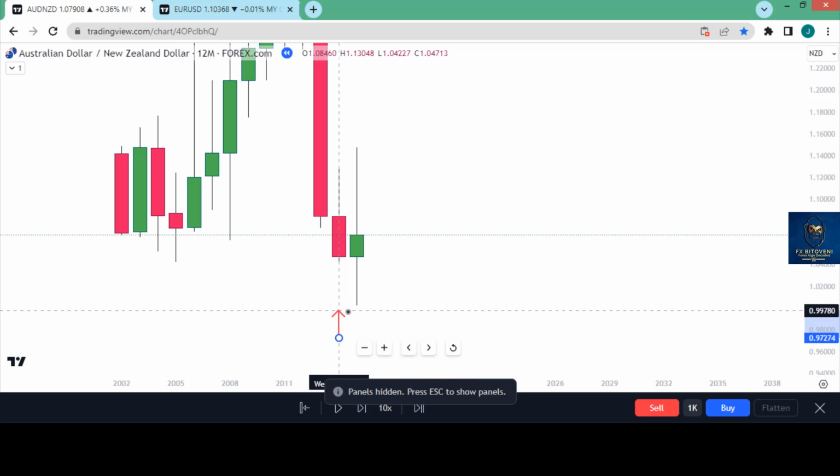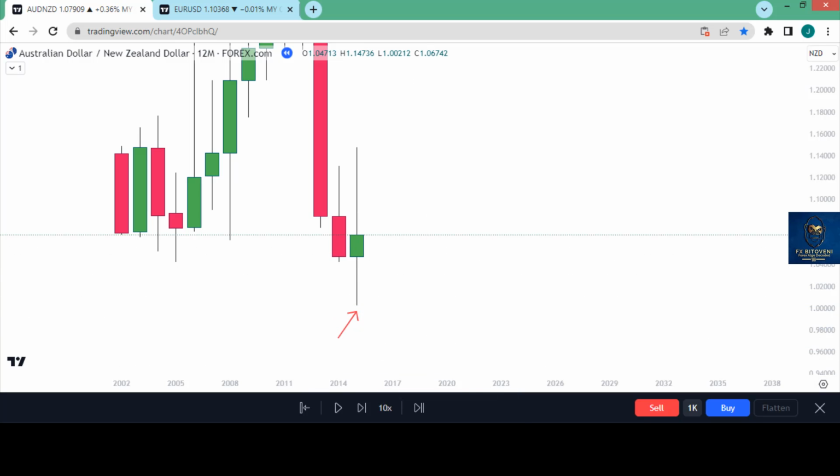So you have manipulation forming, and then you have what? You have a negation forming, meaning institutions are interested in doing what? Institutions are interested in a sell move. So you understand that you're going to test your negation, and then this is going to be your overall target liquidity.